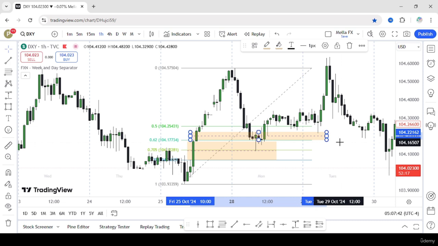Go and do examples of retracements and see which areas the market reprices in during a retracement.